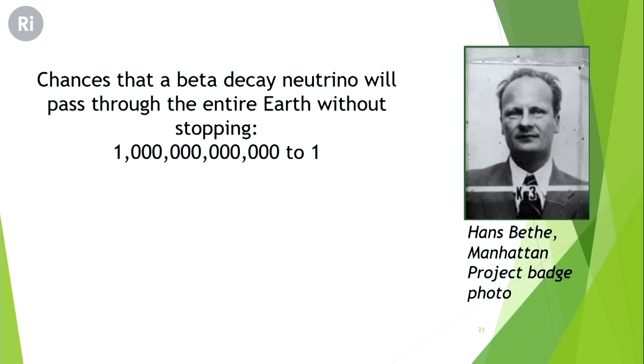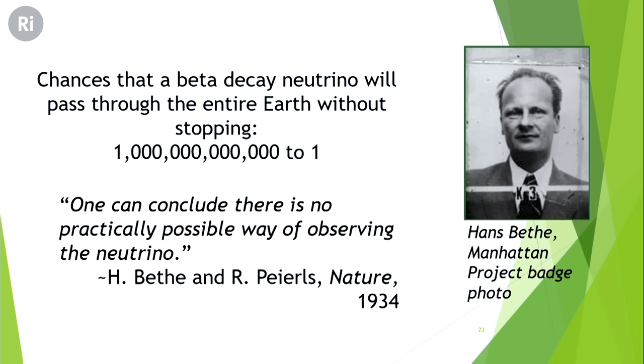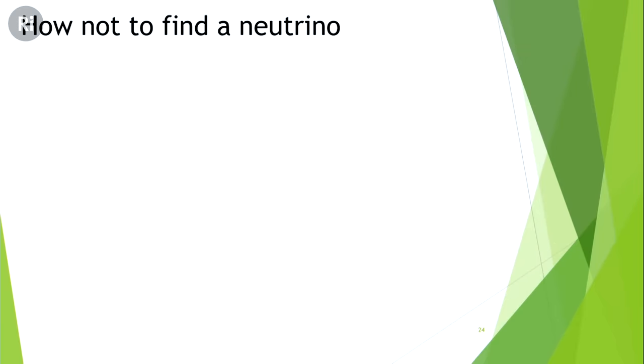Hans Bethe actually analyzed Pauli's neutrino, and he determined that the chances of a neutrino emitted by a beta particle in my watch, for instance, during beta decay in my watch, if it were to pass through the Earth, the chances that it would stop somewhere in the Earth were very small. There's a one trillion to one chance that neutrino would stop somewhere in the Earth. It's just going to fly on through. And he concluded in a paper that he wrote in Nature that there is no practically possible way of observing the neutrino consistent with what Pauli had proposed in the first place. But that didn't stop a lot of people from trying.